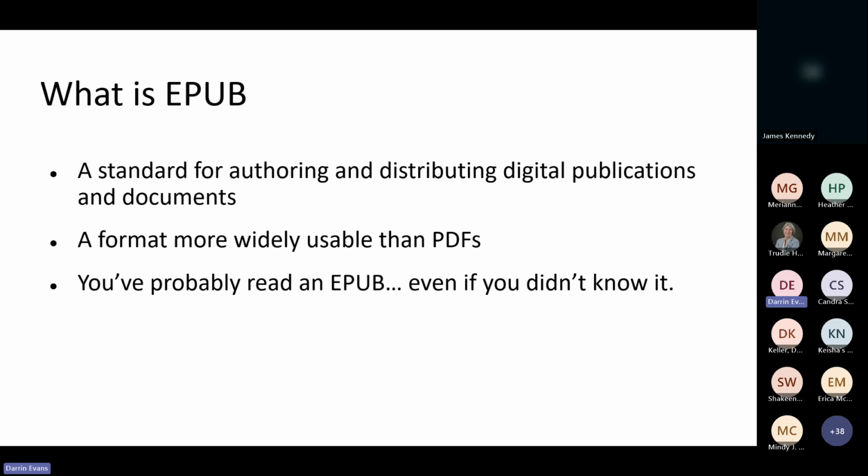So we'll start by just talking about what an EPUB is. It's essentially a web page that has been compressed into a document. That's just a way to look at it. You've probably read an EPUB, even if you don't know it. If you've ever read a book on Amazon or Apple Books or the Google Play bookstore, those books are in EPUB format.